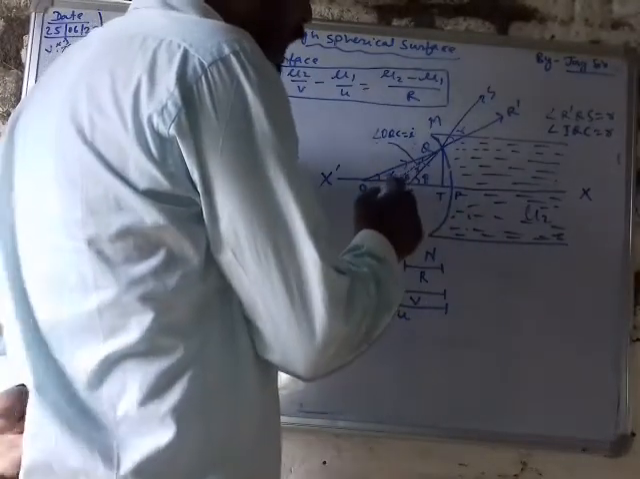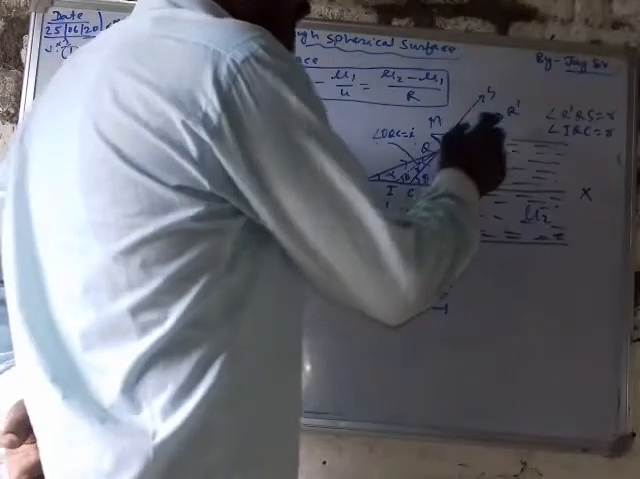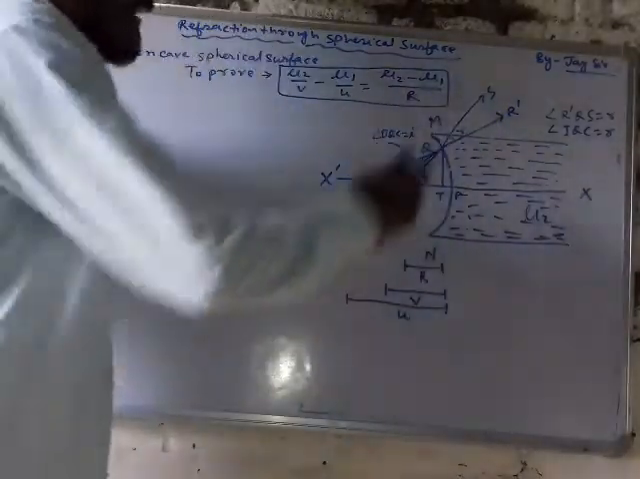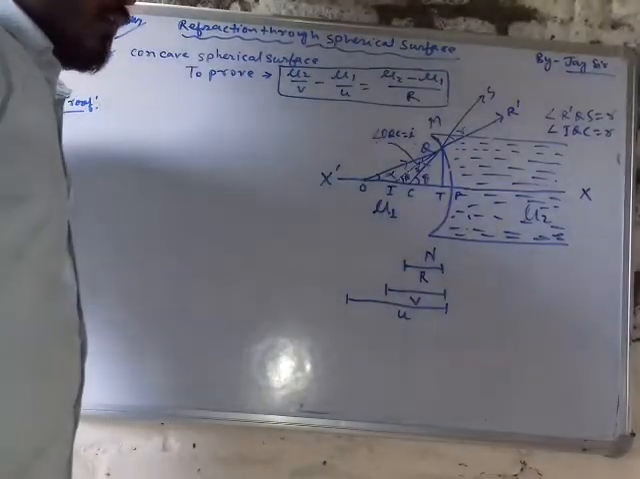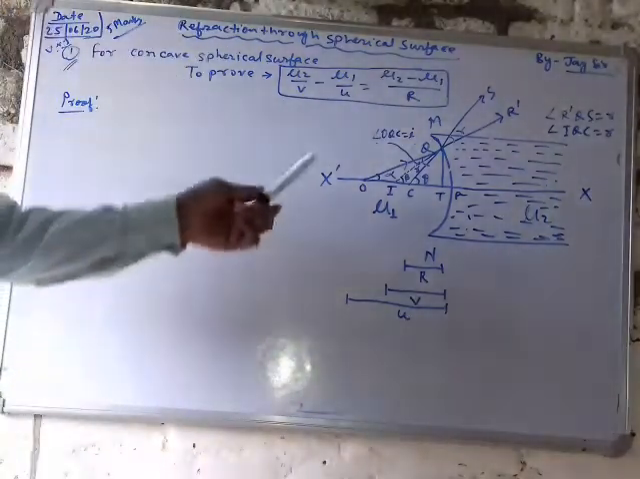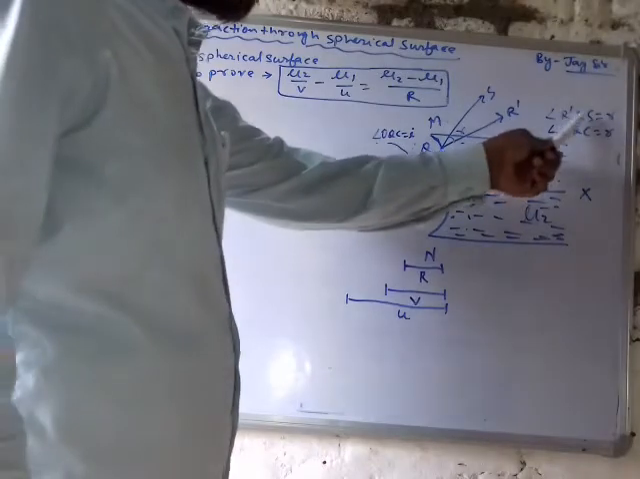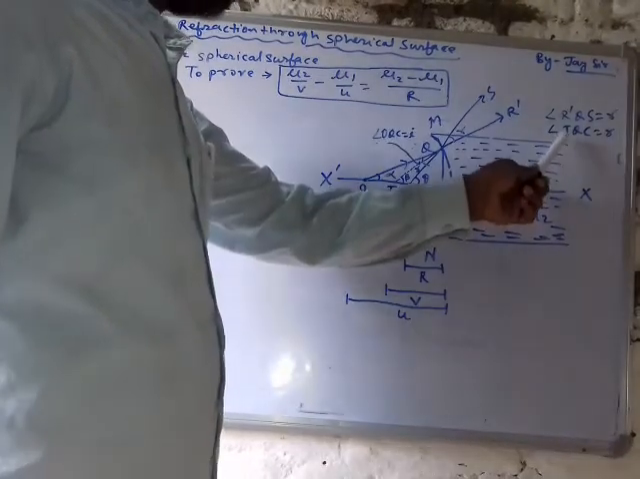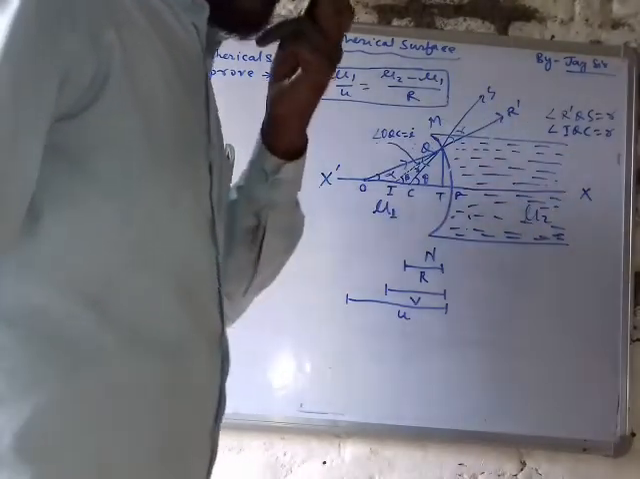Angle IQC and angle R dash QS are vertically opposite angles, so angle R dash QS equals r, and angle IQC equals r.